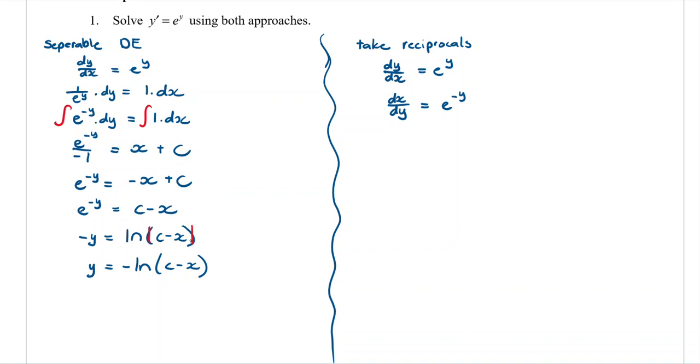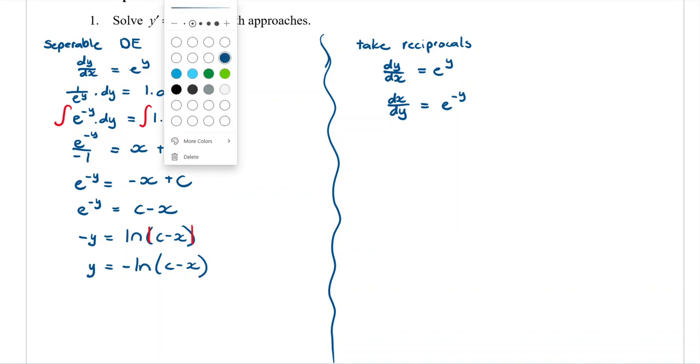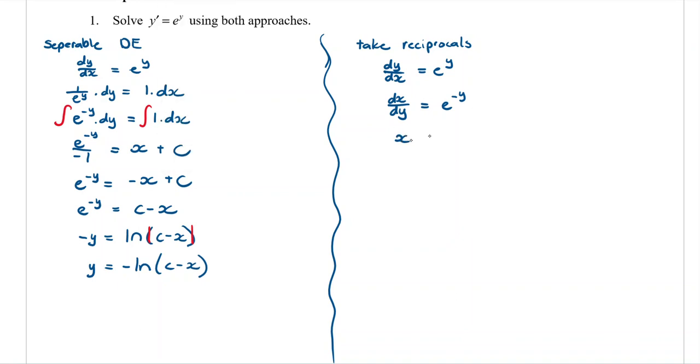Let's continue with where we're up to. If I was wanting to get that equation in terms of x equals, I don't need to integrate both sides. All I need to do is integrate the right-hand side with respect to y, because you're multiplying the dy across to the other side and you integrate, correct? To reverse that derivative. Integrating that, we will get e to the negative y over negative 1 again, plus our c.